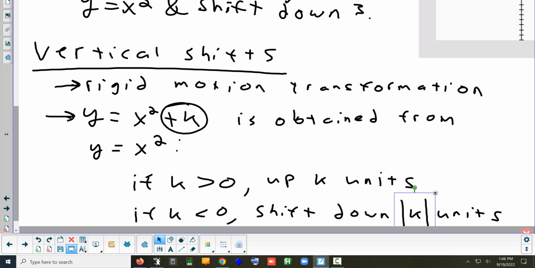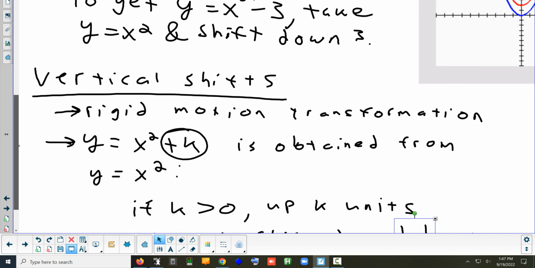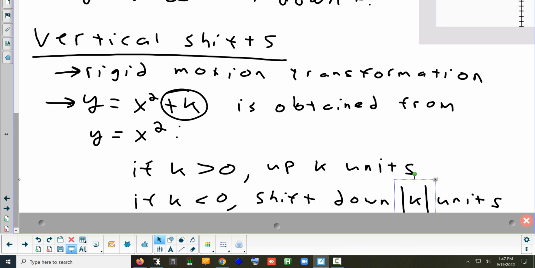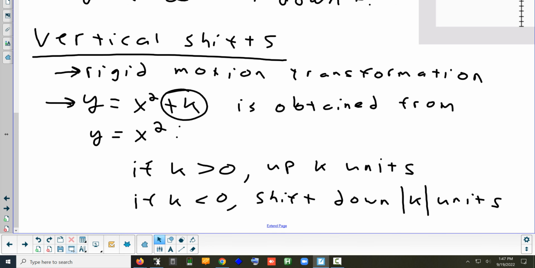Now, I put absolute values around that because you don't want to say something like the graph shifted down -5 units. You can say you went up 5 or you went down 5, but don't say up or down by a negative amount. Down is negative. Right, so that's a vertical shift.